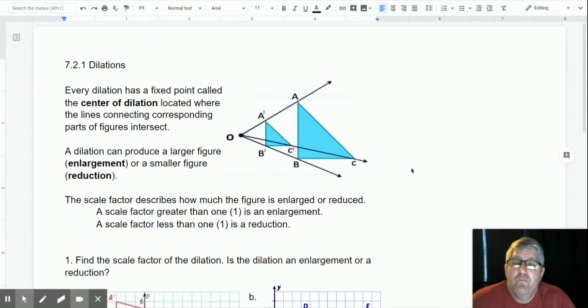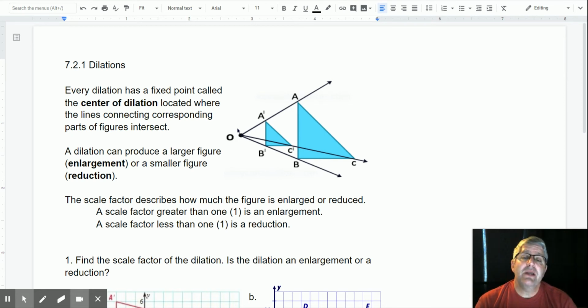Howdy. We're going to talk about dilations today. This is 721, it's dilations. So we're going to start out with the dilation. A dilation, just like your eyeballs, they get bigger and smaller. That's called dilating your eyeballs. A dilation is nothing more than that. You're dilating a figure. You're either making it larger or you're making it smaller.